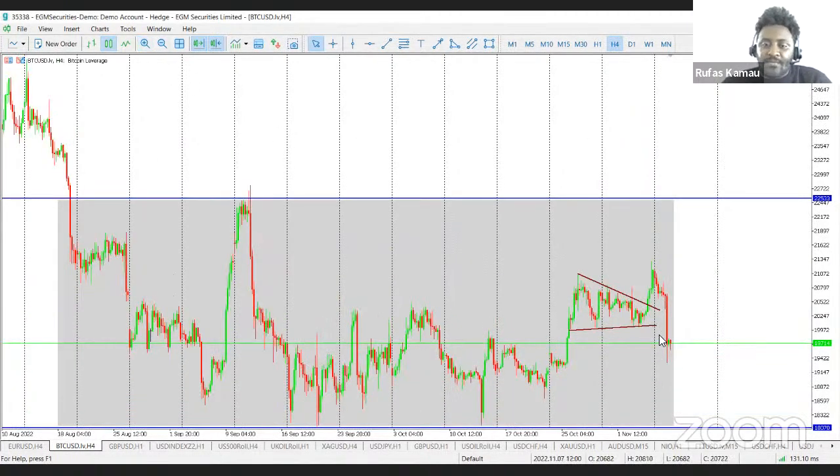So if there was to be some further downside in Bitcoin, maybe towards the 18K level, then that would present opportunities to buy Bitcoin at a lower price. However, if there's a movement towards the upper side, then targets would be around 22.5.